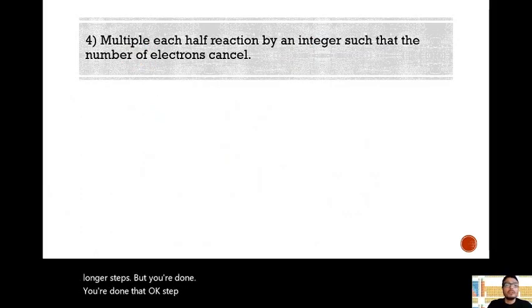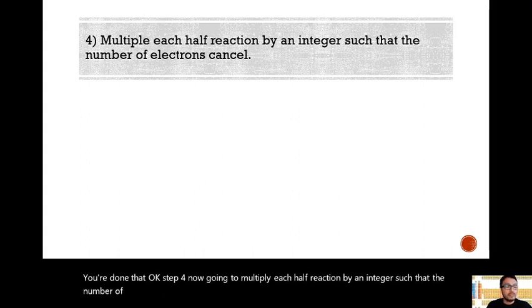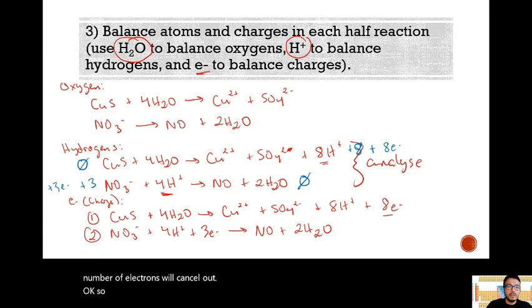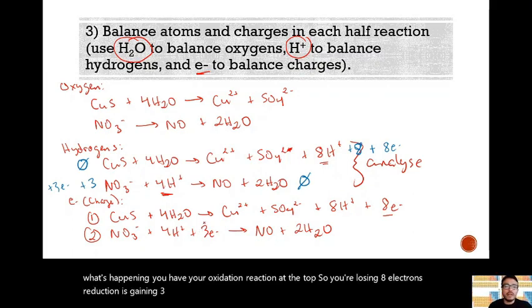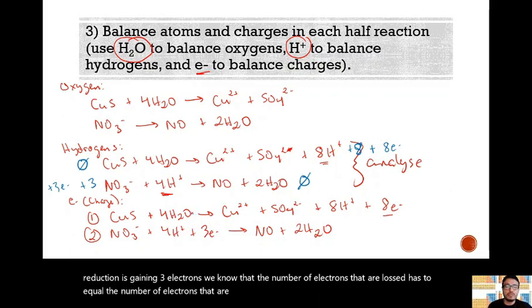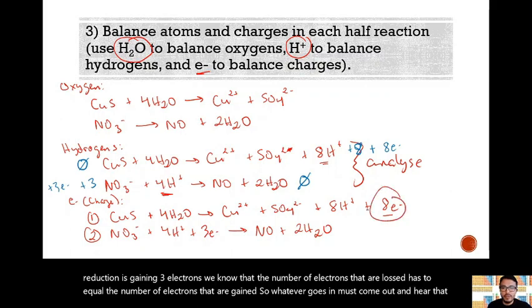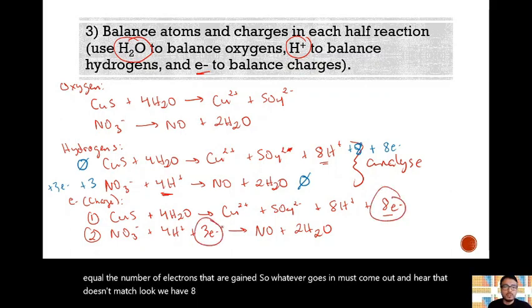Now you're going to multiply each half reaction by an integer such that the number of electrons will cancel out. Okay, so here, let's go back to analyze what's happening. You have your oxidation reaction at the top, so you're losing 8 electrons, your reduction is gaining 3 electrons. We know that the number of electrons that are lost has to equal the number of electrons that are gained. So whatever goes in must come out. And here that doesn't match. Look, we have 8 here being lost, 3 being gained.